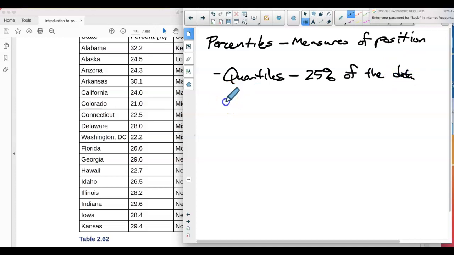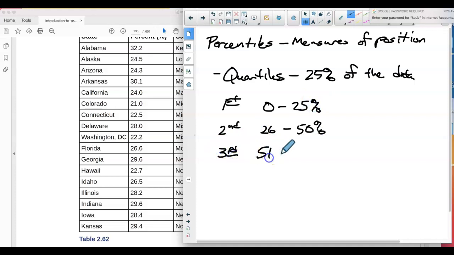If you're talking about the first quartile, that goes from 0 to 25%. The second goes from 26 to 50%. The third goes from 51 to 75%. And the fourth goes from 76 to 100%. Now, the breaks are what we call quartiles.